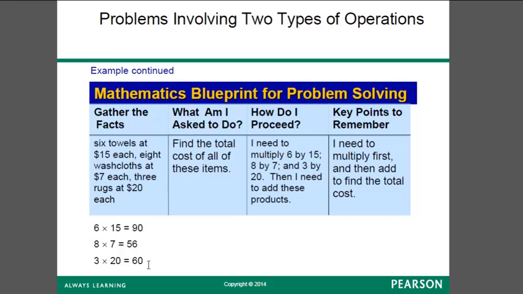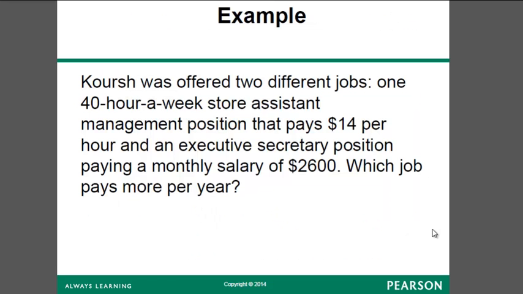So how much did these items cost her altogether? I need to add those up. Juanita's total cost for the items was $206. Again, as we put in the key points, in this particular case you need to multiply before you add. Let's look at another problem.